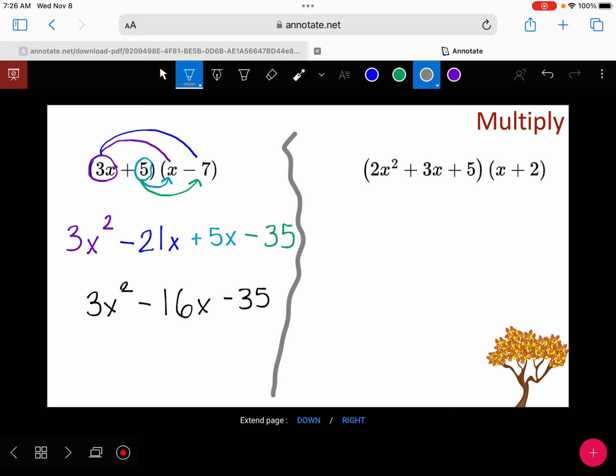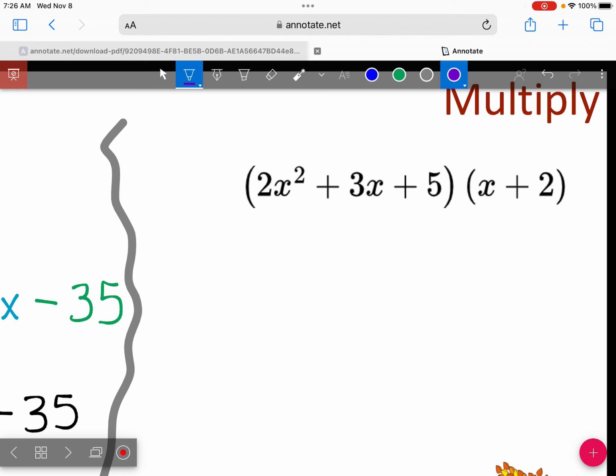Okay. When we go to bigger things like this trinomial over here, it's not any different. We're just going to be careful. I'm still going to take my first term of the first polynomial and multiply it by the first term of the second polynomial. So we're going to take 2x squared times x, which is 2x to the what? How many x's do we have? 3.